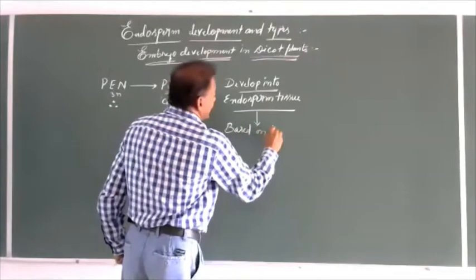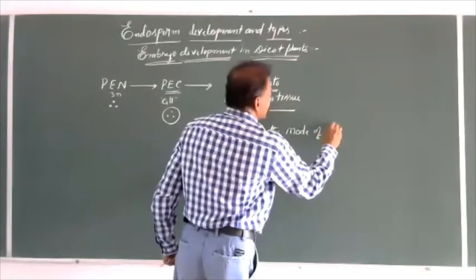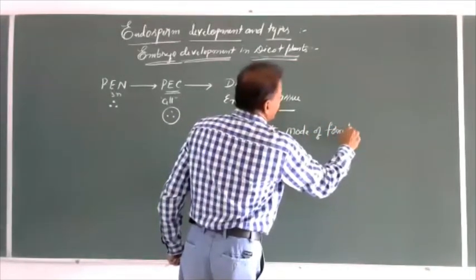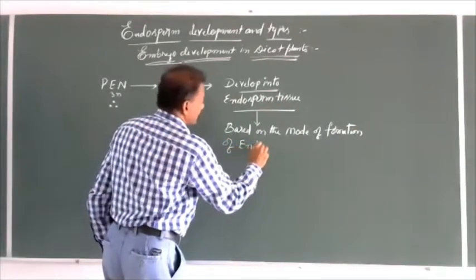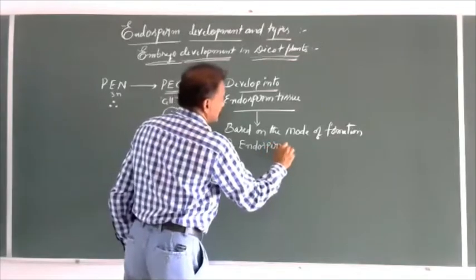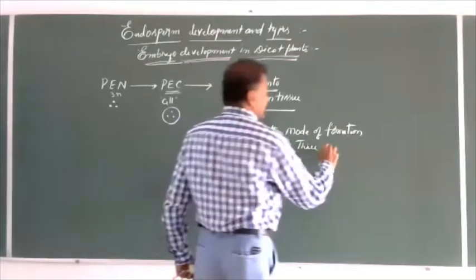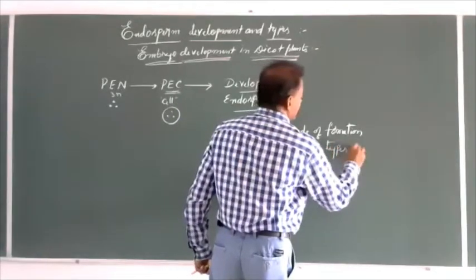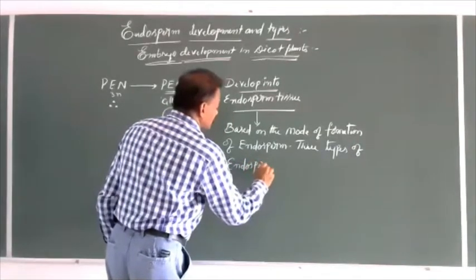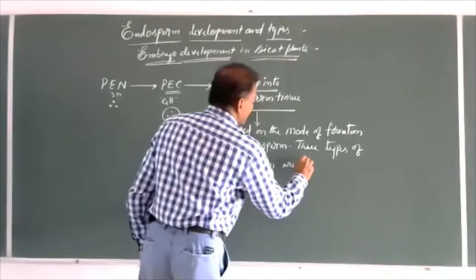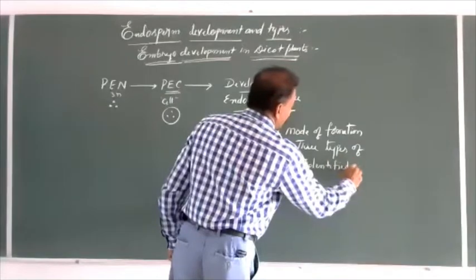based on the mode or method of formation of endosperm, three types of endosperms are noticed, identified.